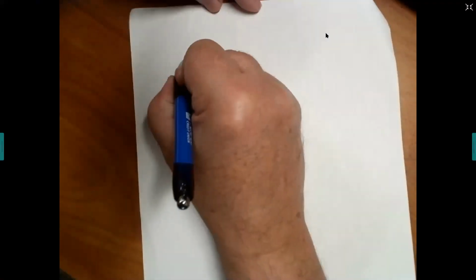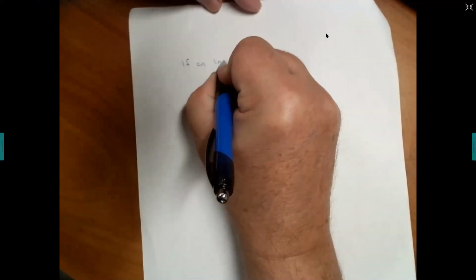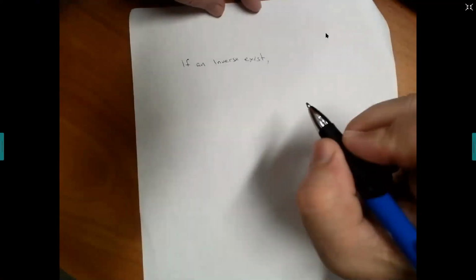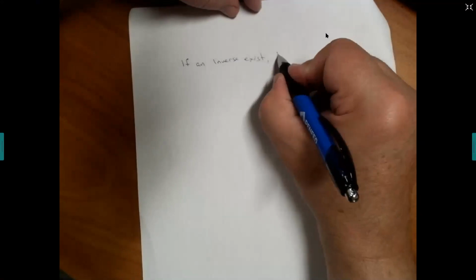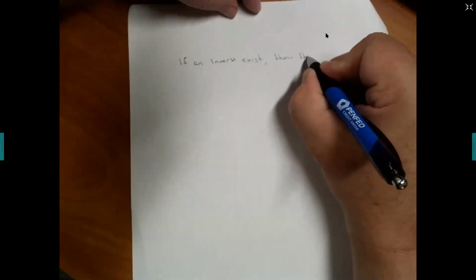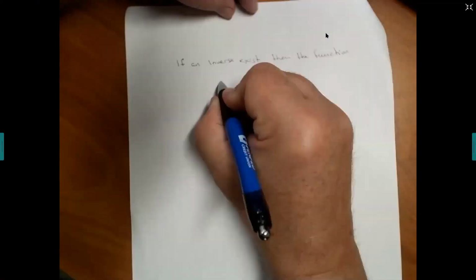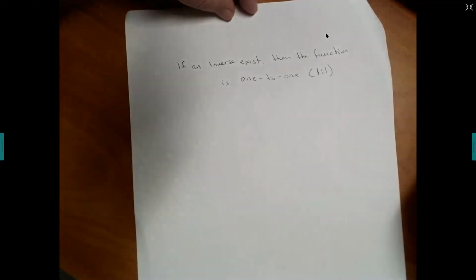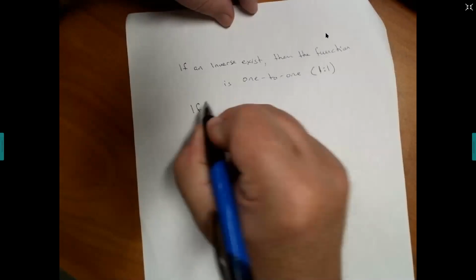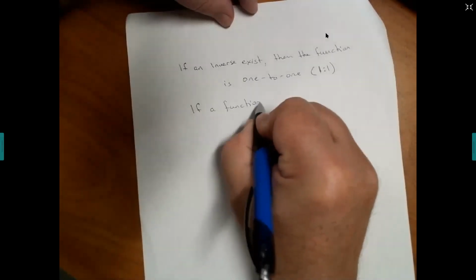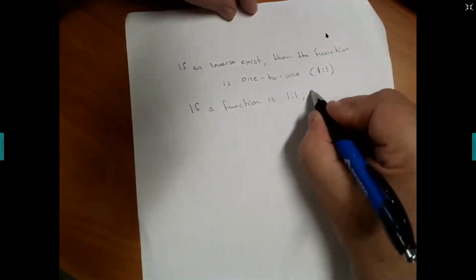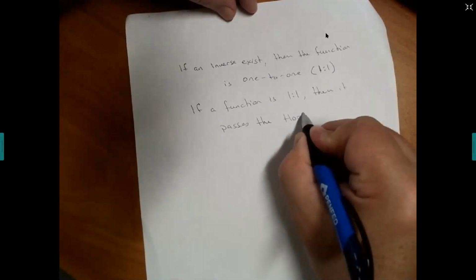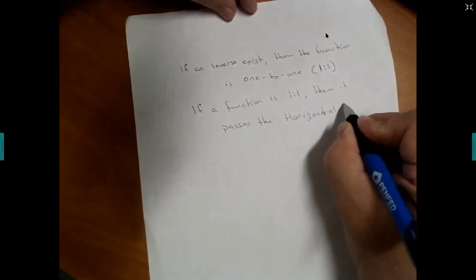In this one, it says use the horizontal line test to determine whether the function is one-to-one. Here's where we have a connection. Here's the connection. If an inverse exists, then the function is one-to-one. If a function is one-to-one, then it passes the horizontal line test.